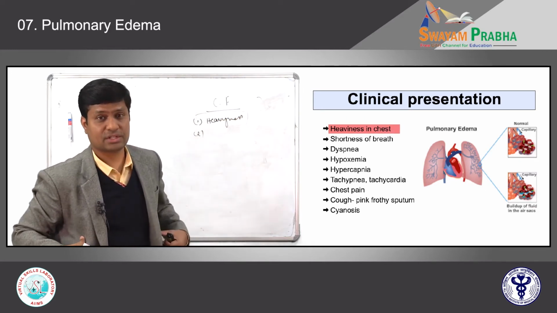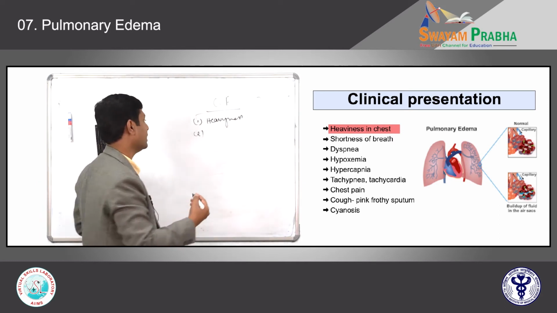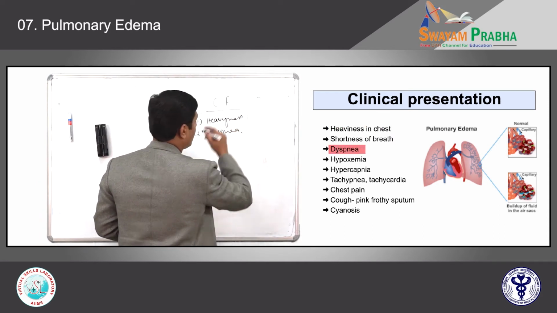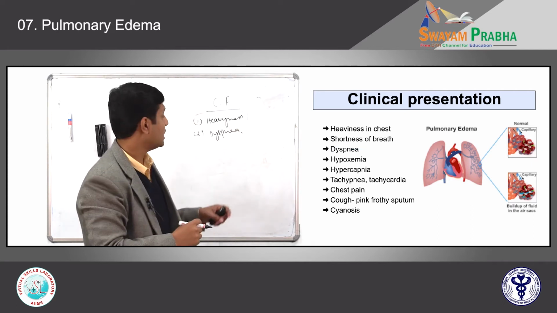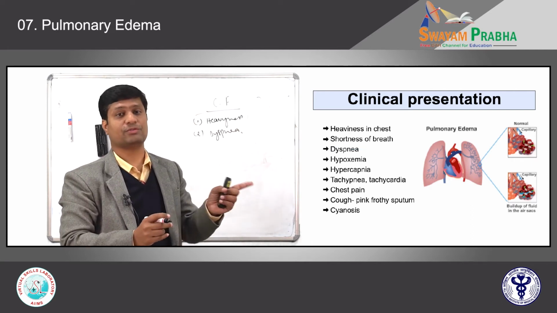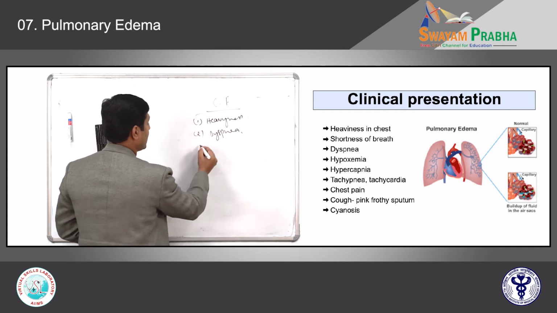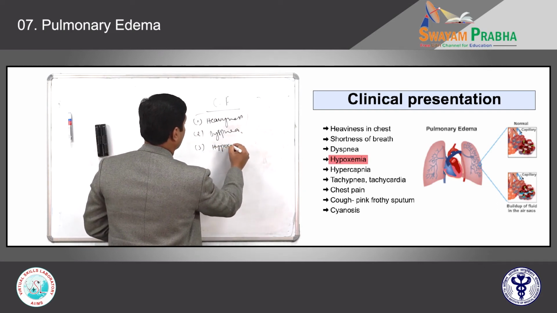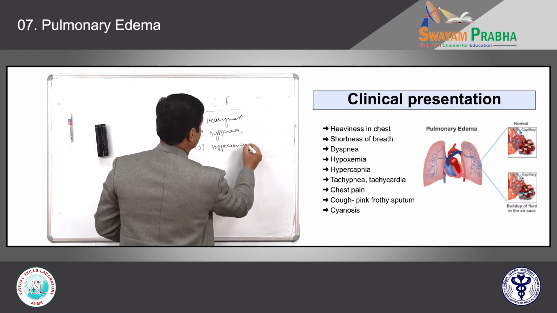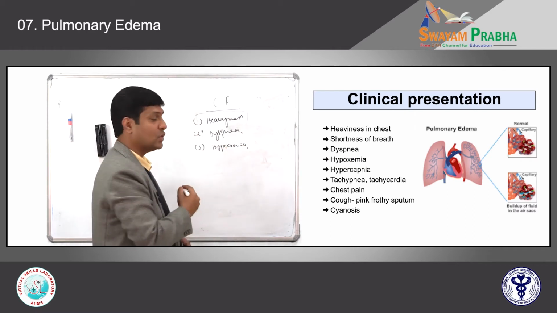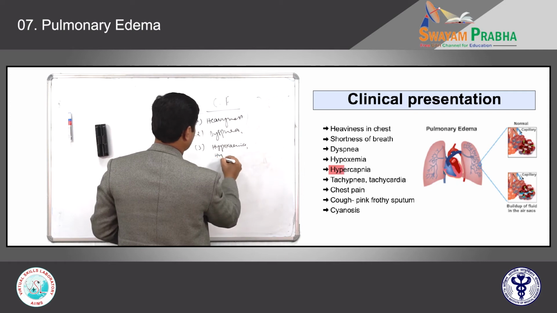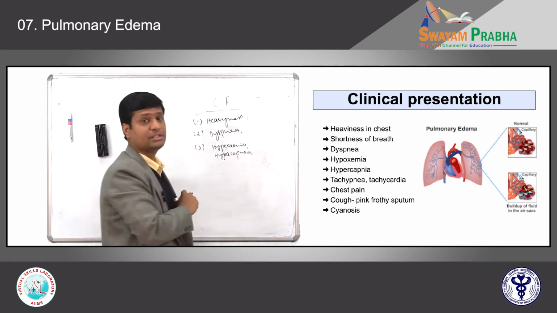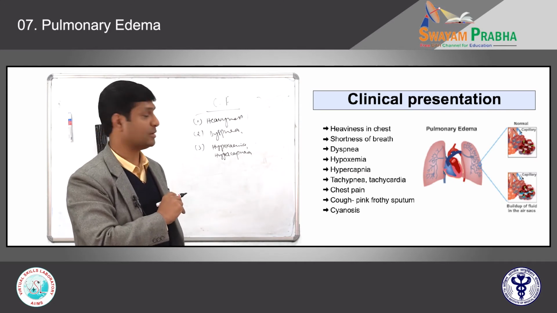Whenever there is heaviness in the chest, there will be difficulty in breathing, dyspnea. When there is dyspnea, there will be decreased oxygen diffusion capacity. The patient ultimately presents with hypoxemia. When there is hypoxemia, you will have hypercapnia, increased retention of carbon dioxide in the blood.